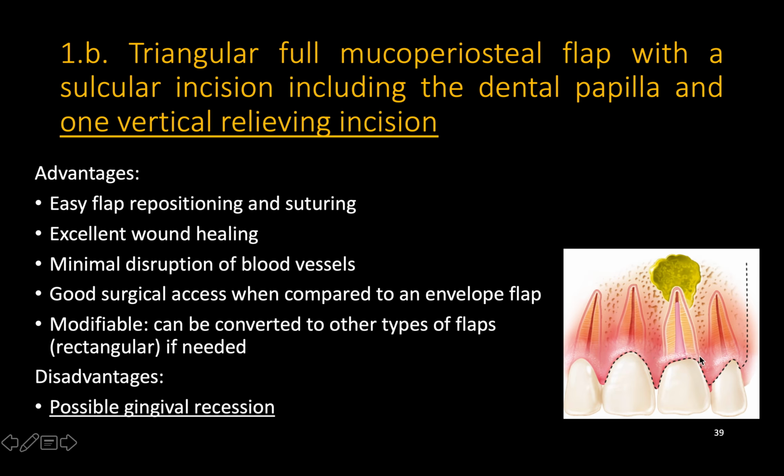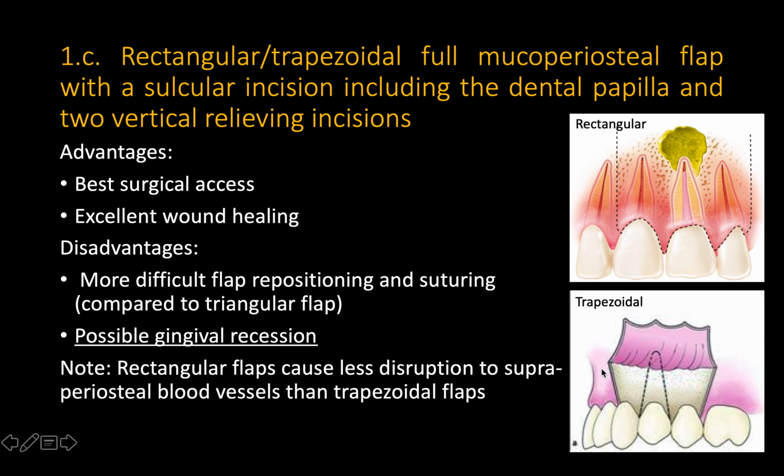So if we think that we're not getting enough access to the diseased area, we can place another vertical relieving incision and convert it to a rectangular flap. The disadvantage of this flap is that it causes gingival recession because it has a circular horizontal incision.